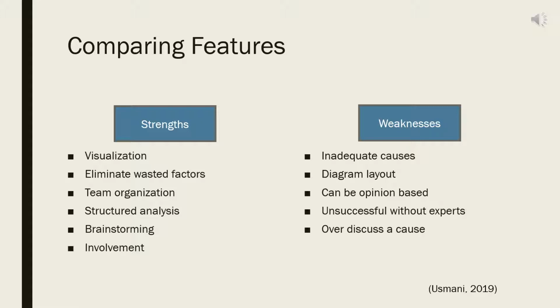These can involve inadequate causes where individuals identify topics not really relative or have a little effect on the issue at hand. Also, if a diagram is completed incorrectly or not controlled, the process then becomes a waste and the issue continues to arise. With discussion, some causes can get talked about too much, which can stray the team away from the task at hand.